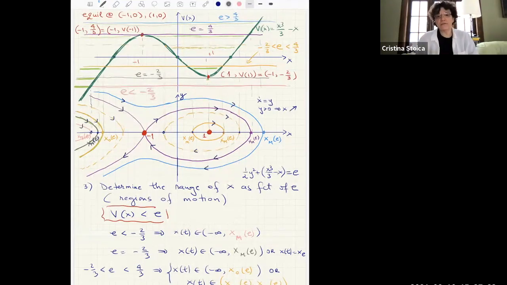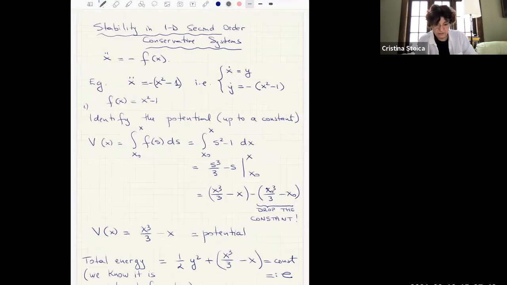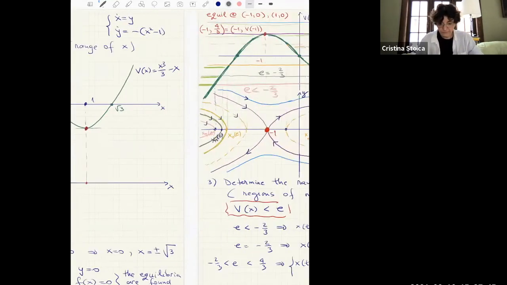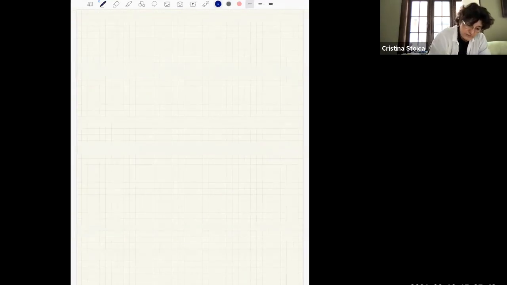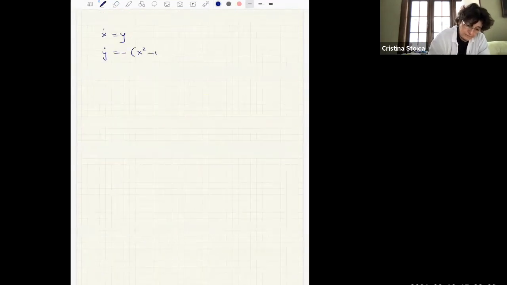So what is the moral of why we are doing this? That would be the right question to ask. Why are we bothering with this? I'll tell you why. Let's see where we started. We started with this system, so I'm going to write it separately. x dot equals y, y dot is minus x squared minus 1.